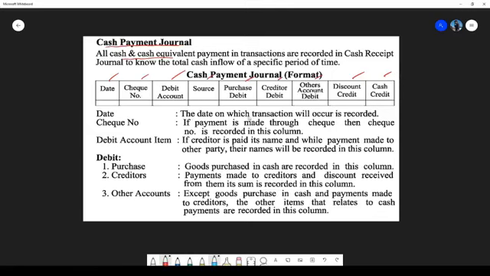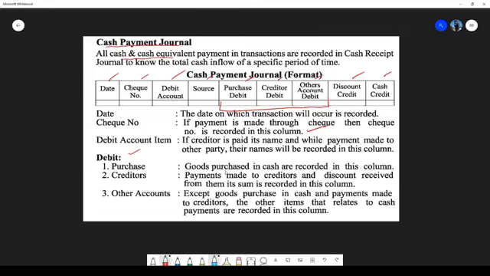Date, the specific date, as you all know and we have done previously. Check number, if the payment is made through check, then the check number is recorded in this column. And debit account item, if a creditor is paid, its name, and while payment is made to another party, their names will be recorded in this column. Okay, all right. So your debit side goes like this: purchase, creditor, and other accounts.